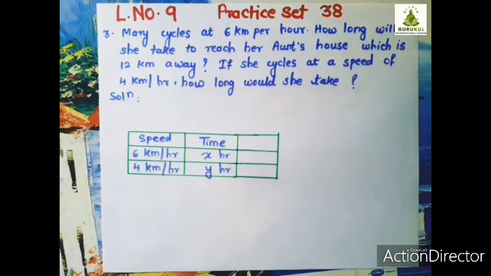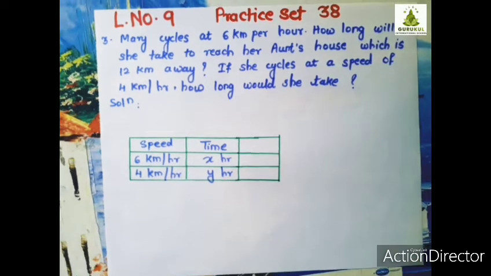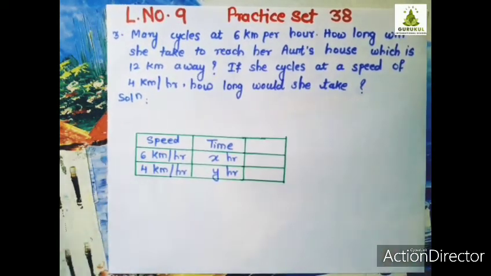Lesson number 9, practice set 38, third sum. Mary cycles at 6 kilometers per hour. How long will she take to reach her aunt's house, which is 12 kilometers away? And if she cycles at a speed of 4 kilometers per hour, how long would she take?